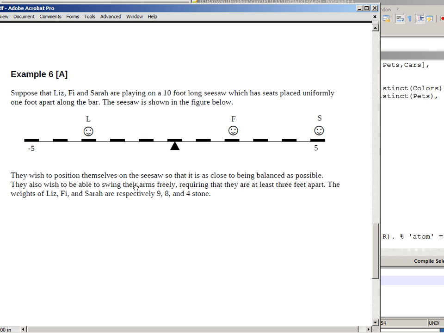What law of physics do we have to use? If you went into computer science, you don't have to know physics anymore.